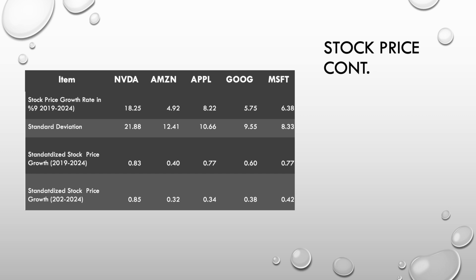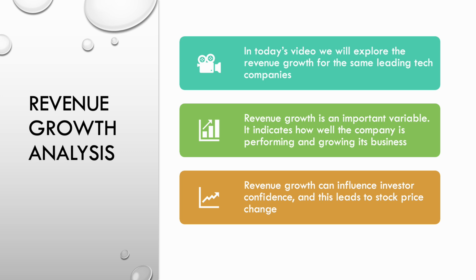Then we adjusted the stock growth. Basically, we adjusted the first row and then generated the third row, and as you can see from the third row, still Nvidia's stock growth is by far higher than the others. Apple and Microsoft, basically, they are tied. So now let us see the revenue growth analysis.